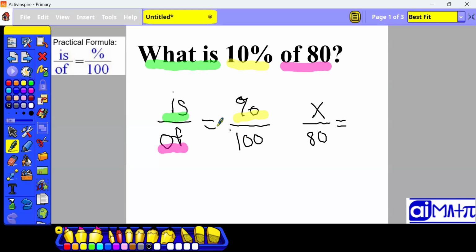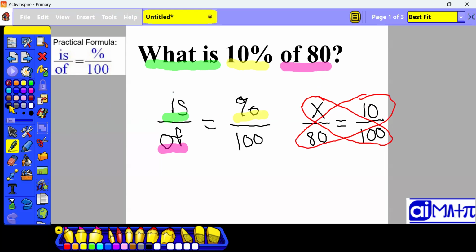Put the equal sign because this is a percent proportion. And then the percent number goes here. It is 10%. And the 100 will never change in the formula. Your next step is simply to cross multiply. You can multiply 100 and x, and 80 and 10.